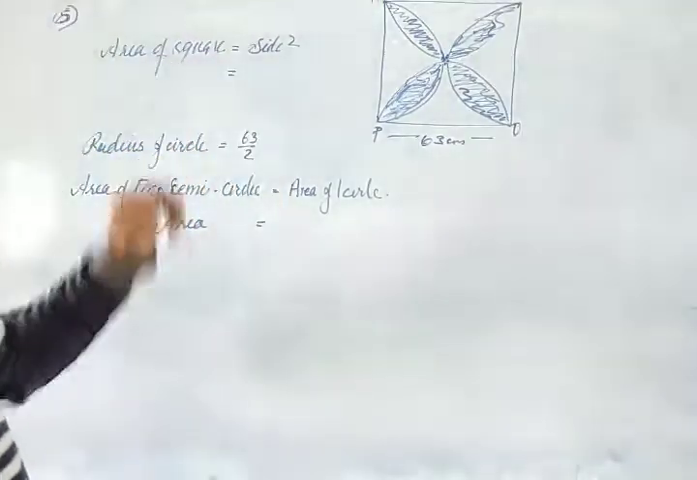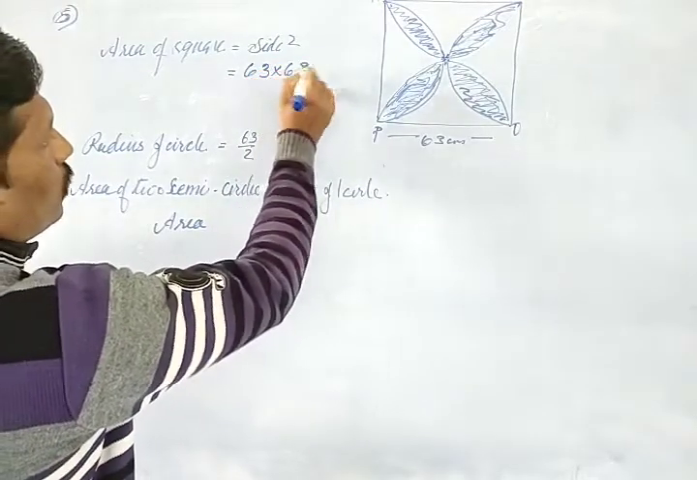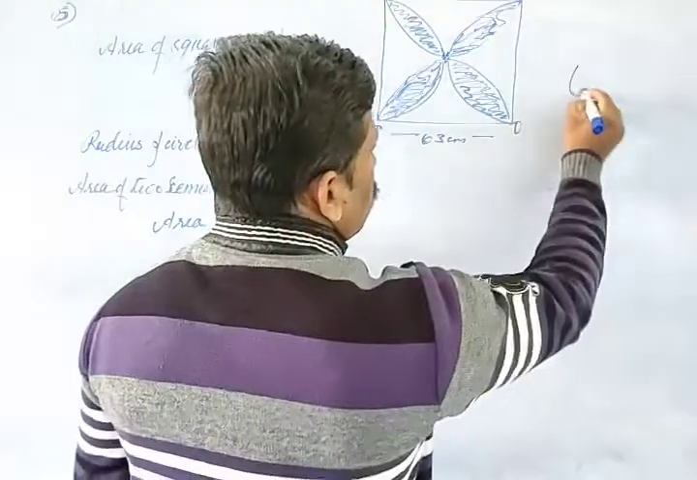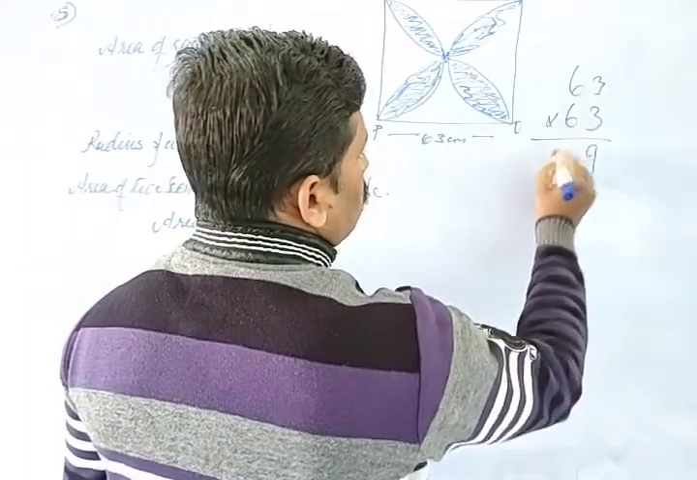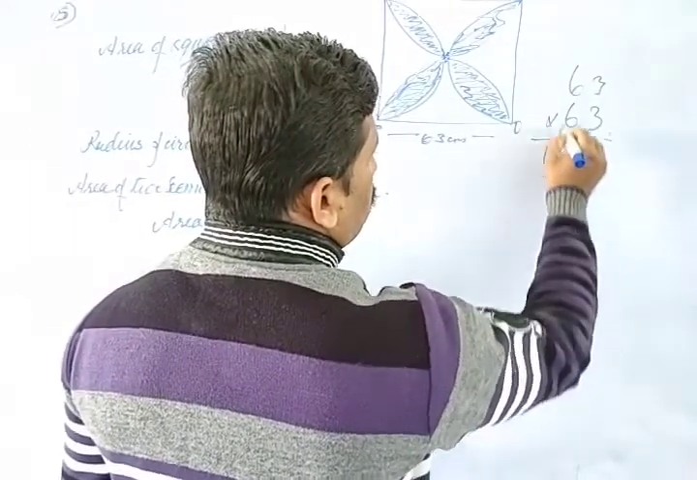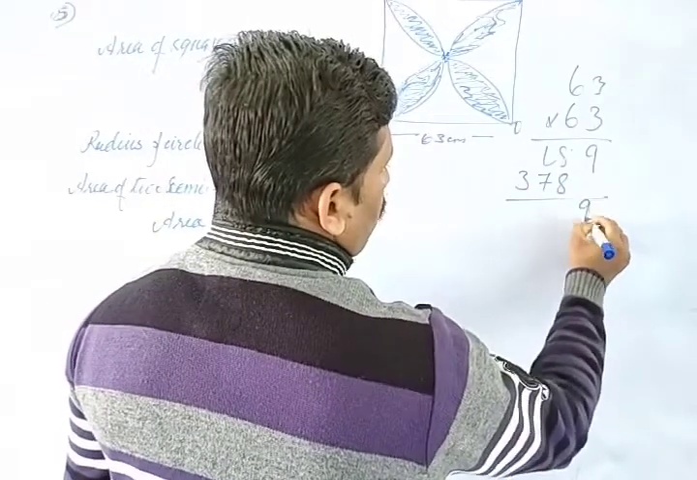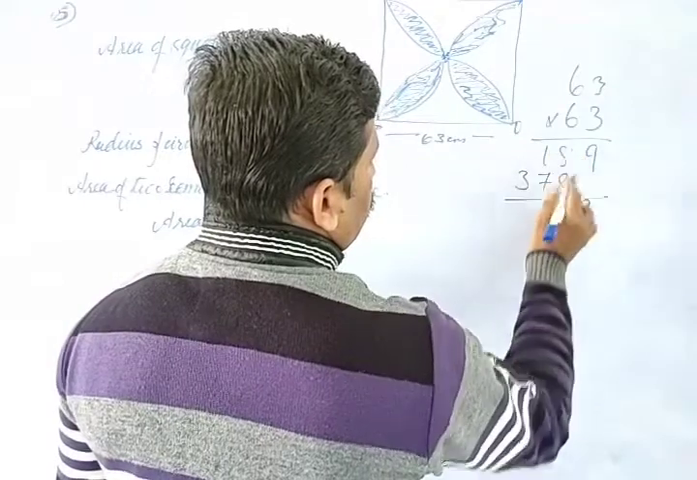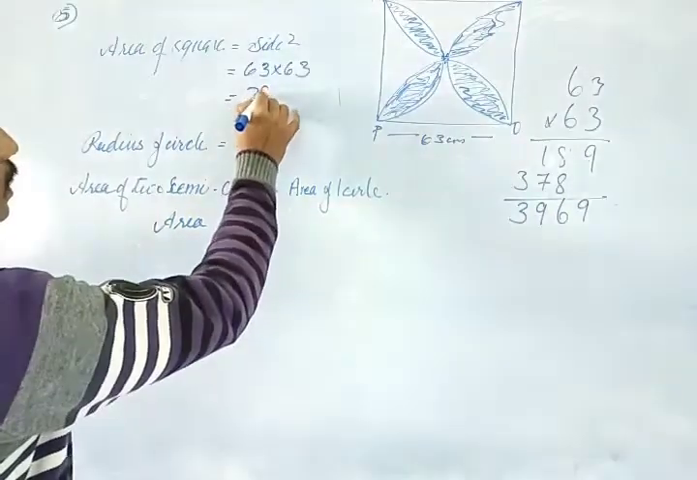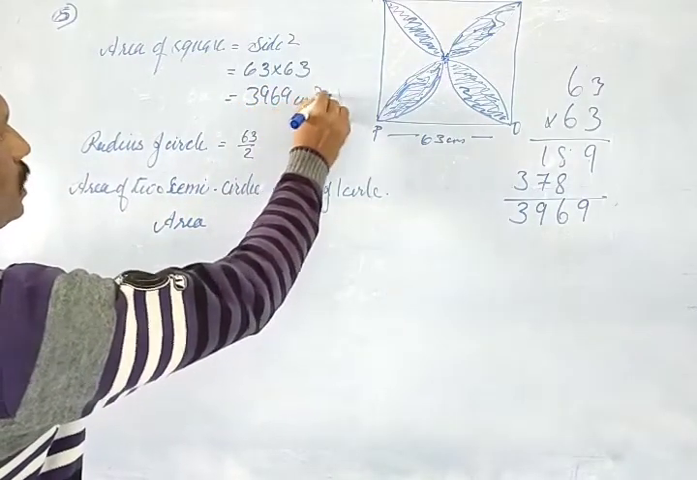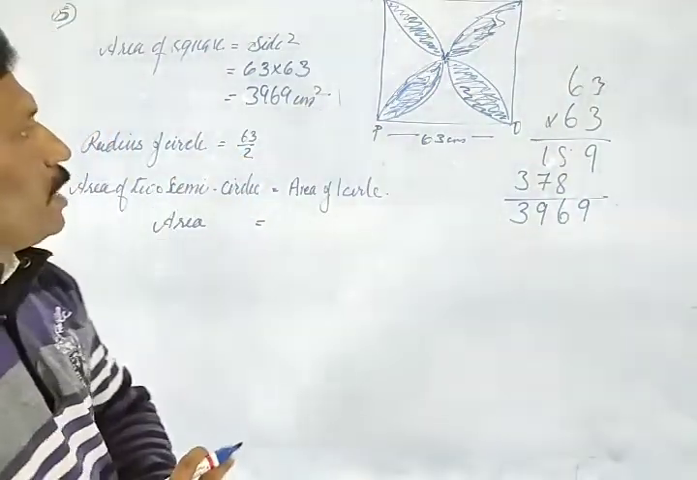So first of all, listen, area of the square is equal to side square, 63 into 63. We multiply 63 into 63: 3 3s are 9, 3 6s are 18, 6 3s are 18, 6 6s are 36, plus 1, 37. Then 9. 3969 centimeter square is the area of the square. So we got the area of this square, that is 3969.